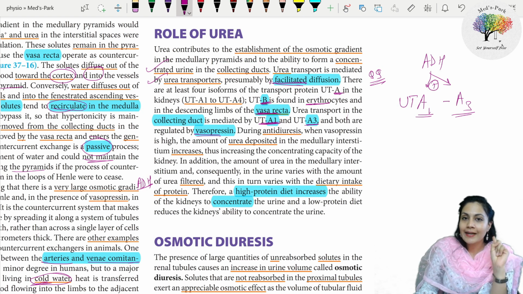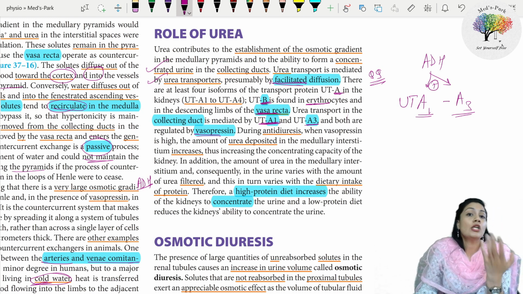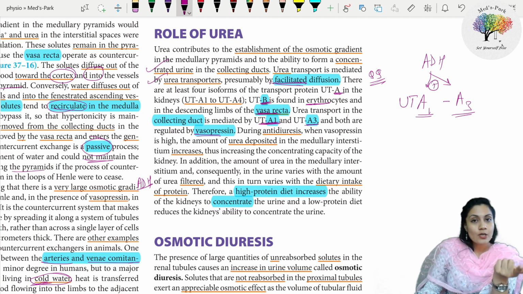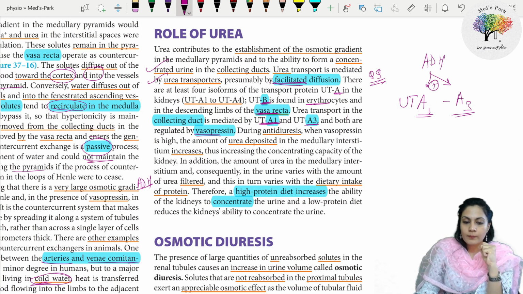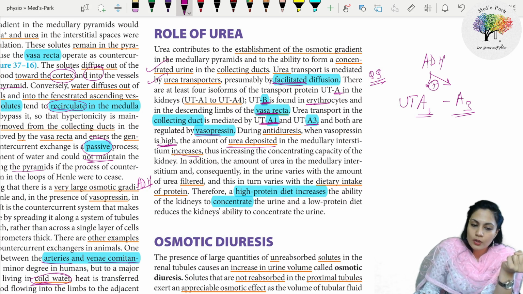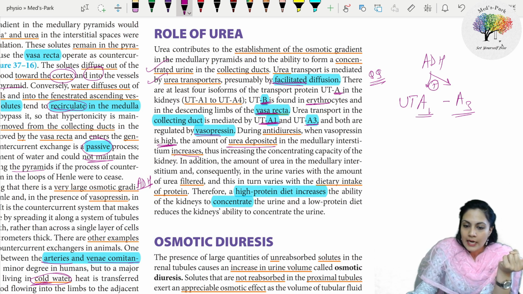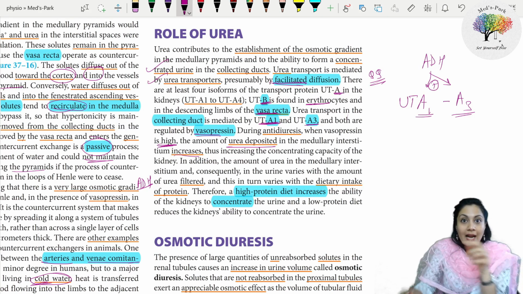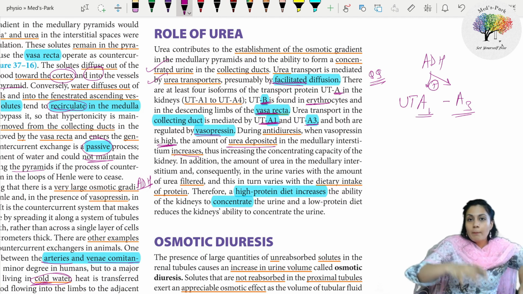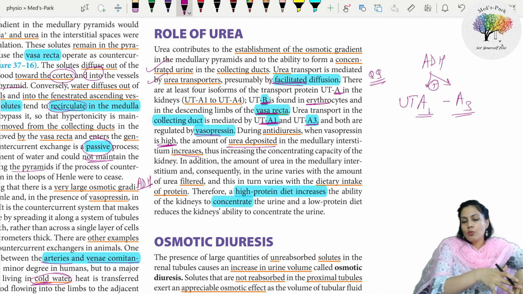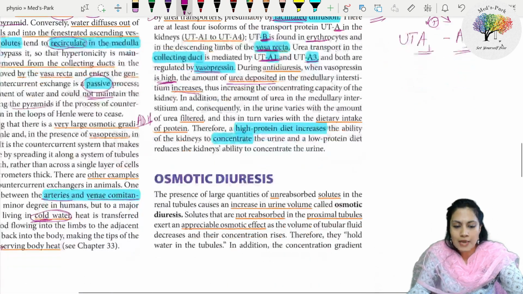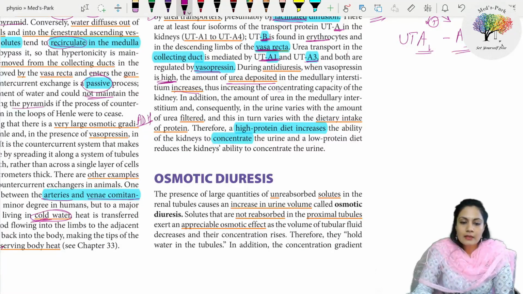During antidiuresis, anti means against, diuresis means the excretion of water. We are going against it, that means we are preserving the water. When the vasopressin is high, the amount of urea deposited in the medullary interstitium is going to increase. We know that because it is stimulating these two things. And osmoles are moving out. Behind those osmoles, the water is also going to move out. So additionally, it is helping us, right? Thus increasing the concentrating capacity of the kidney.